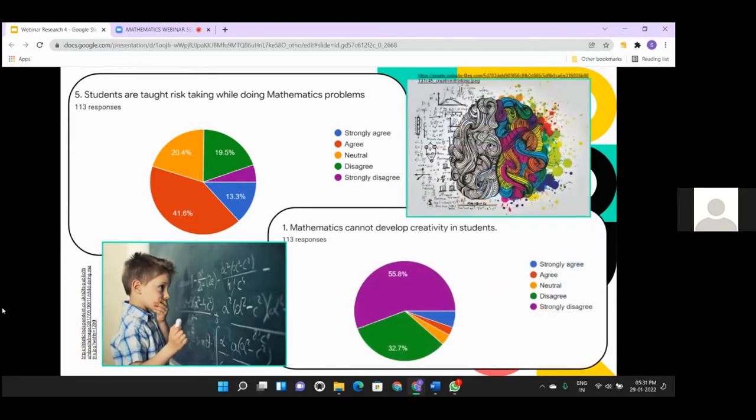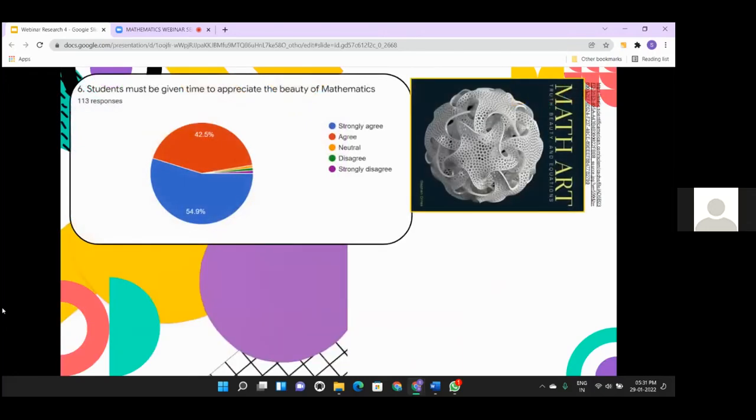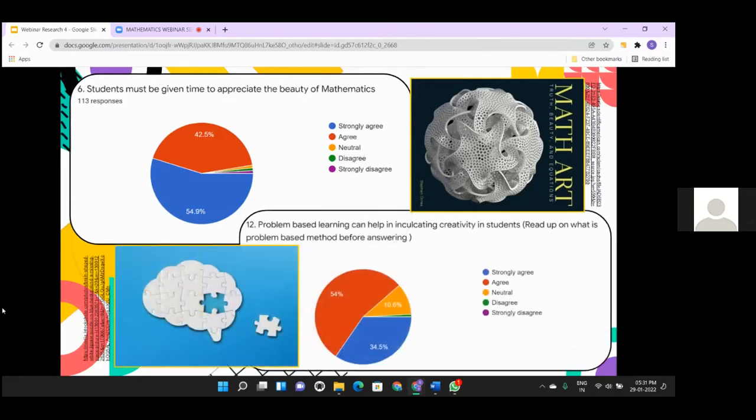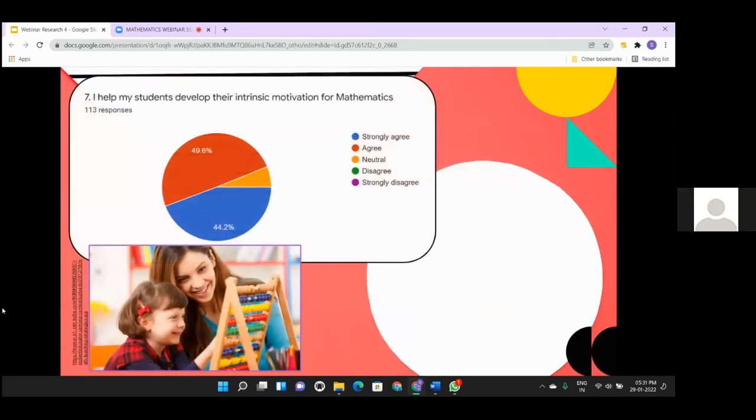An overwhelming majority of 88.5% disagree that mathematics cannot develop creativity in students, while 8% agree and 3.5% choose to remain neutral. Again, a majority of 97.4% agree that students must be given time to appreciate the beauty of mathematics, with only 1.8% in disagreement. 88.5% agree that problem-based learning can help in inculcating creativity in students. When asked whether the future of mathematics education is explained to students, 85% agree, while 5.3% disagree.